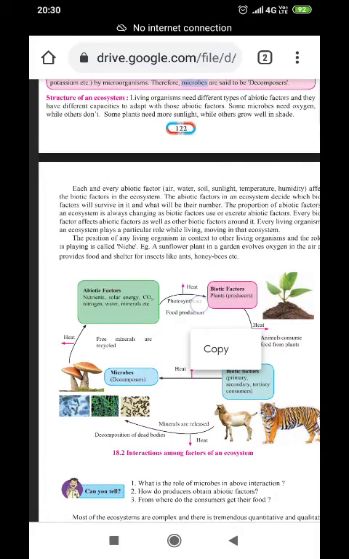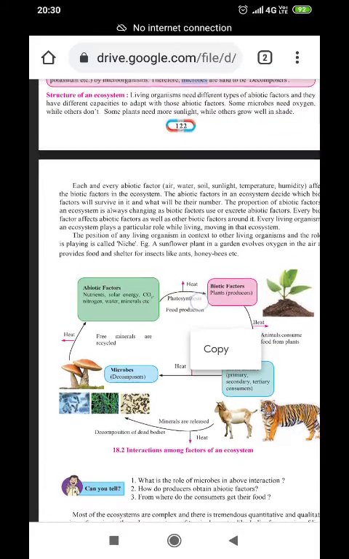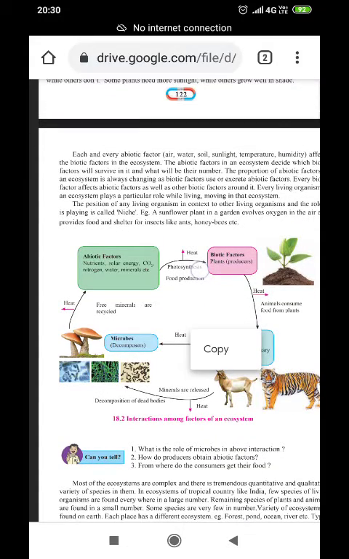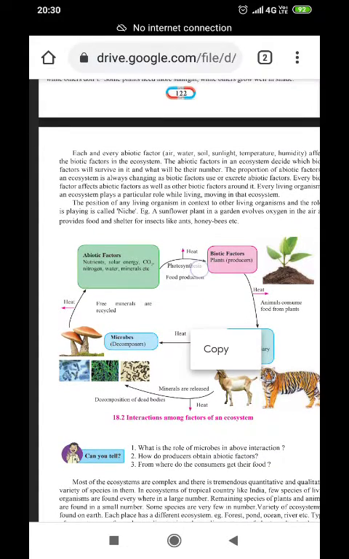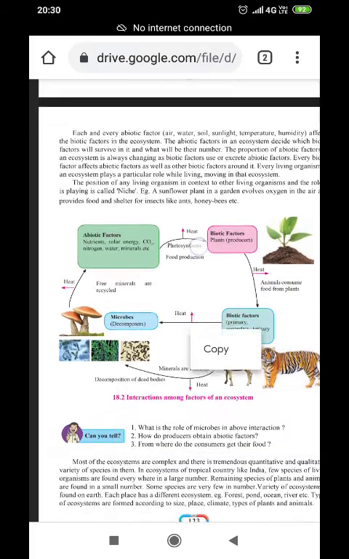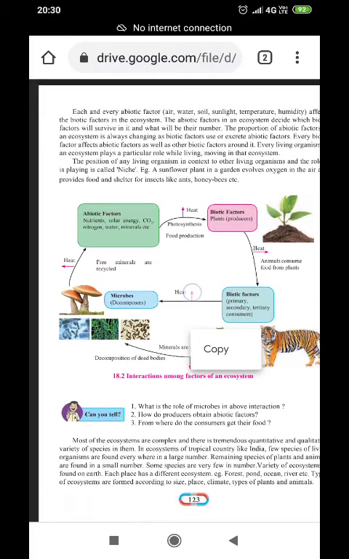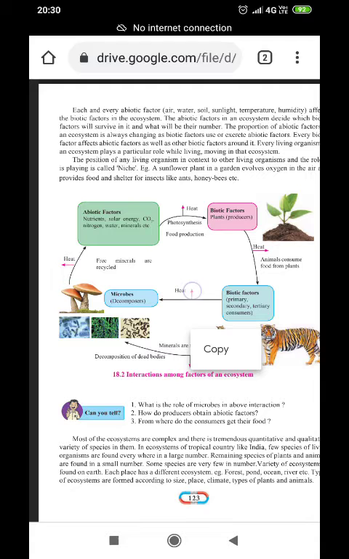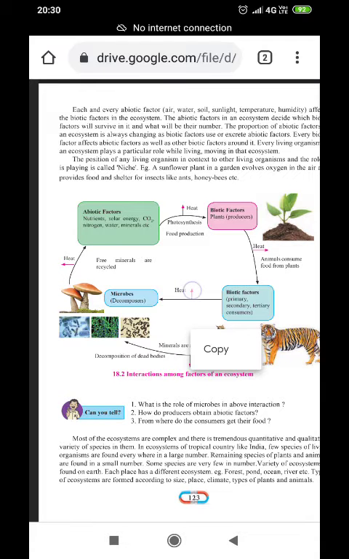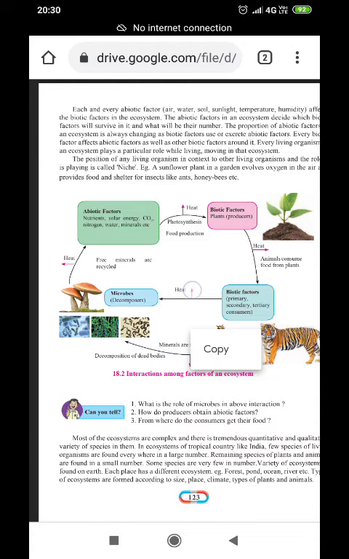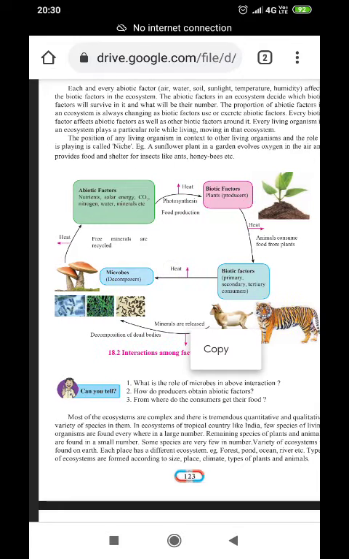Some plants need more sunlight while others grow well in shade. So some require direct or more sunlight, and some require only shade, or shade is sufficient. Each and every abiotic factor like air, water, soil, sunlight, temperature, humidity affects the biotic factors in the ecosystem. The abiotic factors in an ecosystem decide which biotic factors will survive in it and what their number will be. The proportion of abiotic factors in an ecosystem is always changing as biotic factors use or excrete abiotic factors.